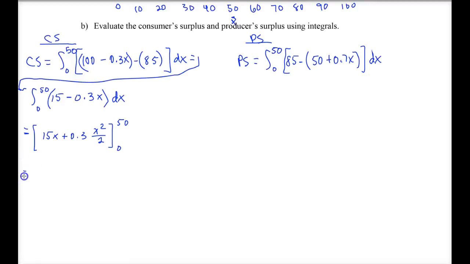Okay. And of course, for the first one, we'll have 15 times 50. So 15 times 50 plus 0.3, which is like 3 over 10. I'll just do 0.3. And that will be 50 squared divided by 2. Okay. Minus. Now if we evaluate 15x at 0, that is 0. And if we evaluate x squared at 0, that'll give us 0. So for the second one here, we know that we're just going to get 0 for both terms there. So there's no need to write that out.